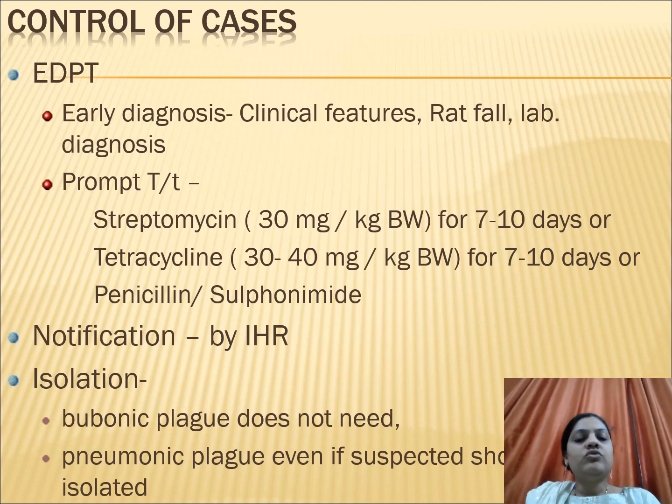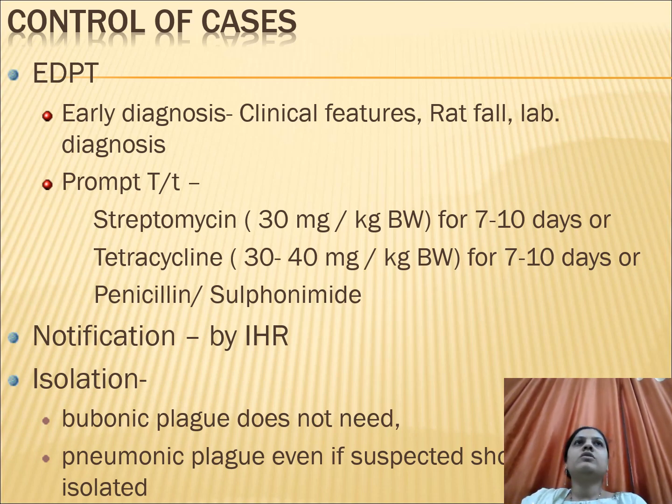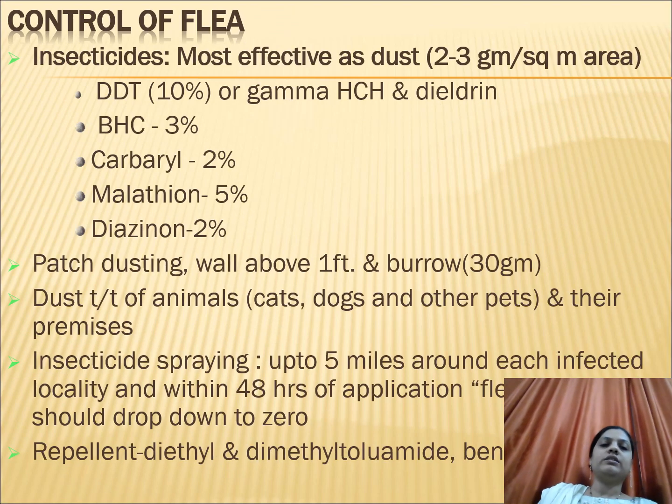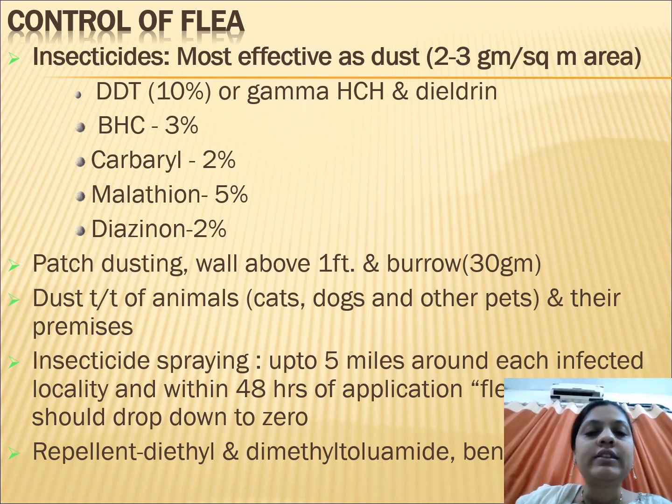The patients usually should be isolated. Although bubonic plague does not need isolation, because human to human spread is not possible through bubonic plague, still, as a precautionary measure, it's better to isolate these cases. Pneumonic plague, even if suspected cases are there, they should be isolated. So that was about the control of the cases.